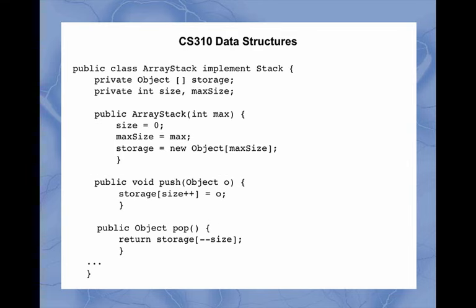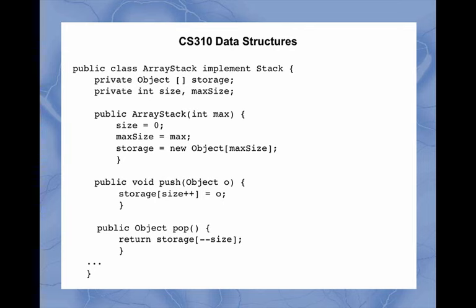So here's the simple beginning of how we might implement this. Public class array stack implements stack. I'm missing an S there. It should be implements stack. Then we have our array, and we have size, max size, the constructor, which never appears in an interface, but it does in the implementation, push, pop, and the other methods that aren't shown here. This is an implementation of an interface.